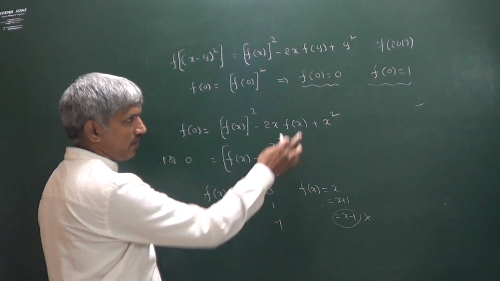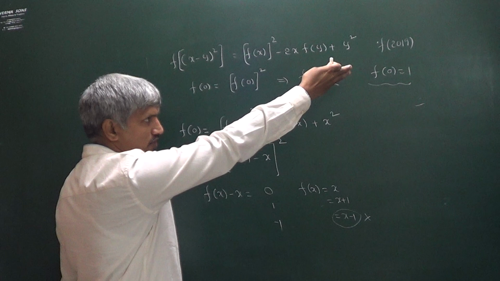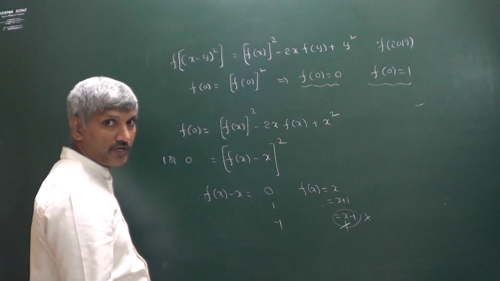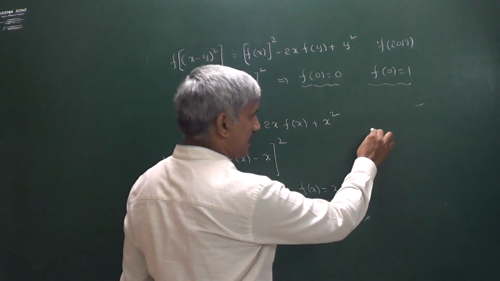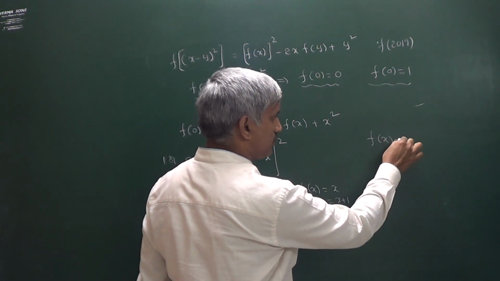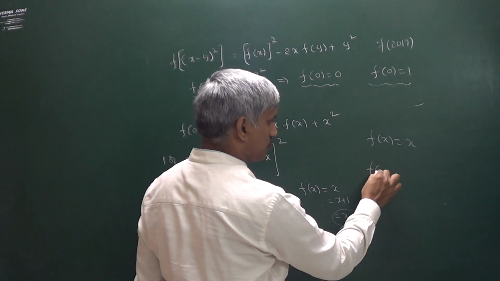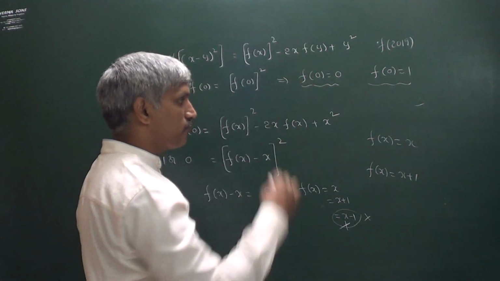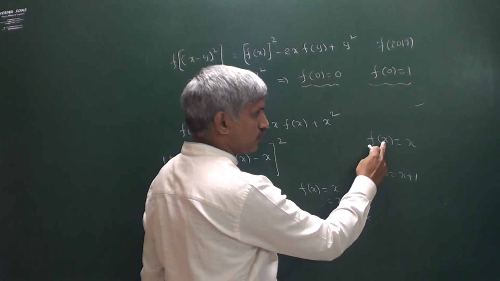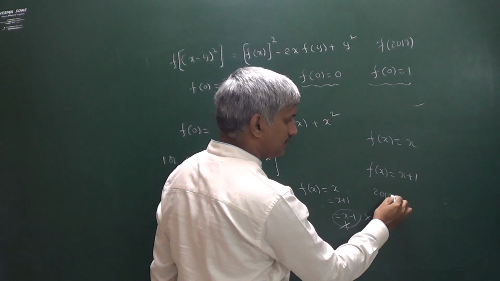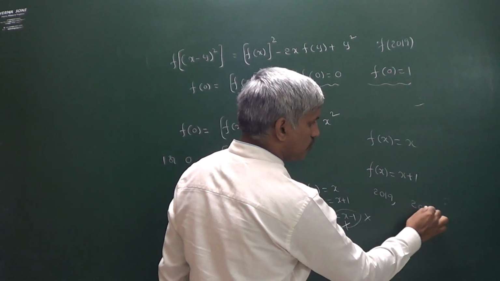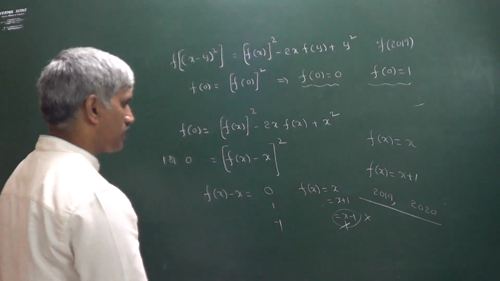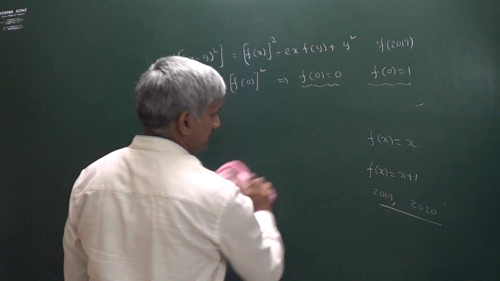The reason is f of 0 we got either 0 or 1. So we are not getting this particular one. So that's why we can say f of x equal to x possibility is there or f of x equal to x plus 1 possibility is there. Now he is asking f of 2019. That's why f of 2019 may be 2019. The other possibility is 2020. f of 2019 possible values are 2019 and 2020.